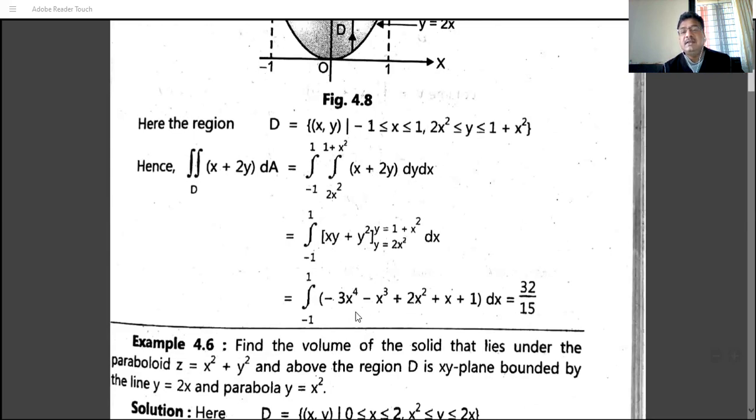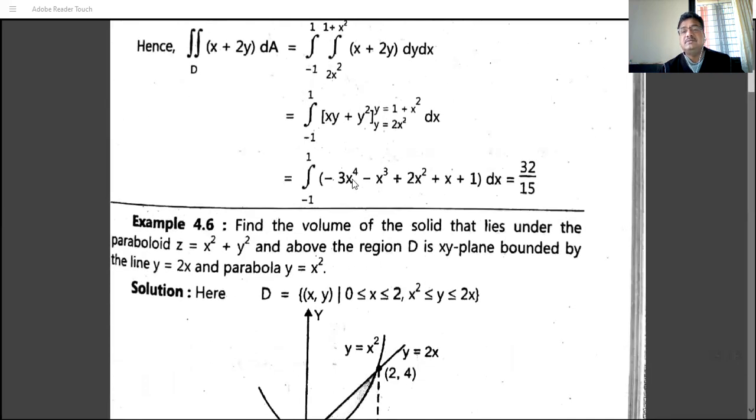Okay, and then integration, we have the answer to this. Integration of this with respect to x is what? Here, x raised to 4 integrates to x raised to 5 by 5, x cube integrates to x raised to 4 by 4, x square to x cube by 3, x to x square by 2, and integration of 1 is x, right? In square bracket, my x runs from minus 1 to 1. Then find the value at the upper limit minus the value at the lower limit. We have the answer 32 by 50.